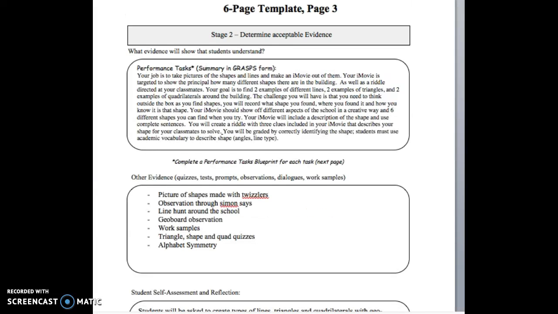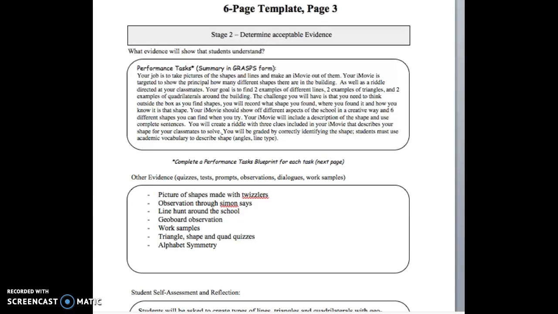When creating my unit, I had to think about what I really wanted the students to be able to do to show me that they understood what exactly the geometry terms meant, as well as whether they understood what exactly the triangle differences were and the quadrilateral differences were. So for my performance task, I wrote out a task in the GRASP form.